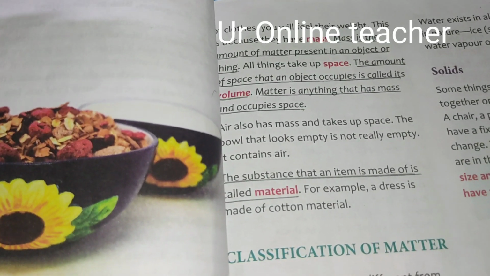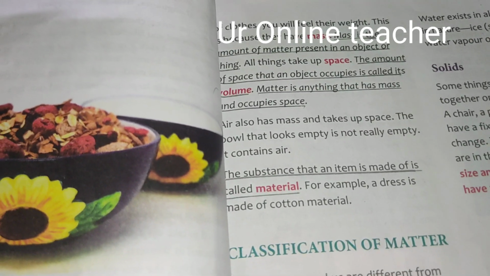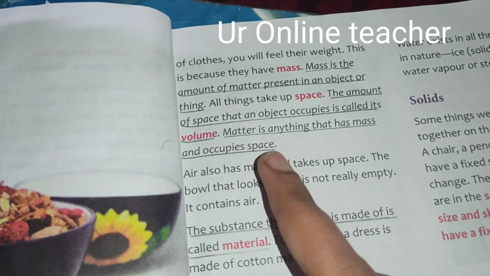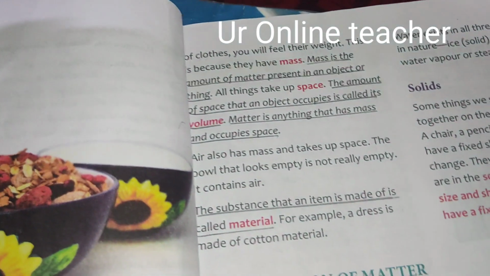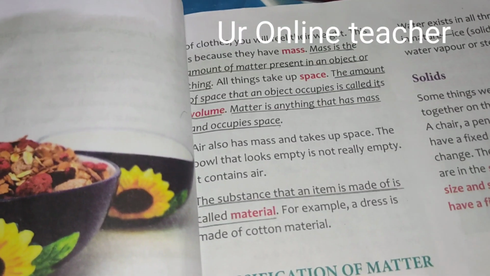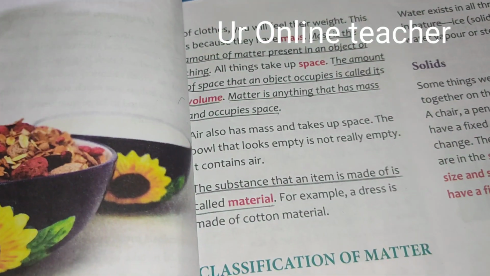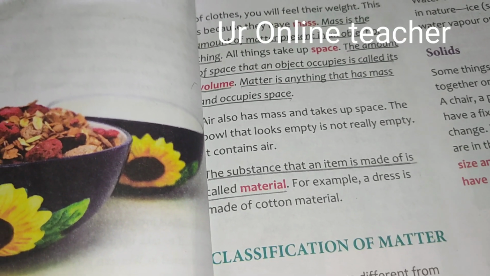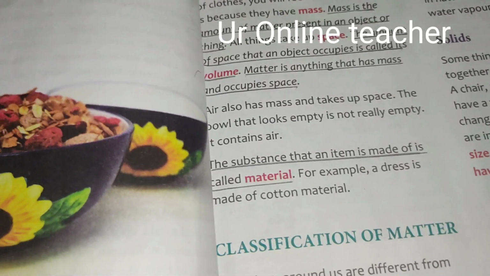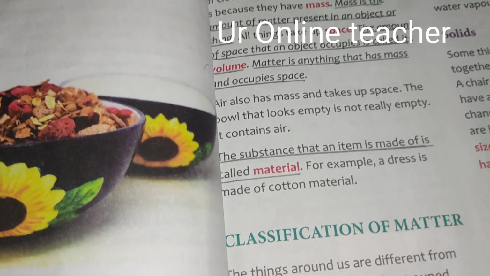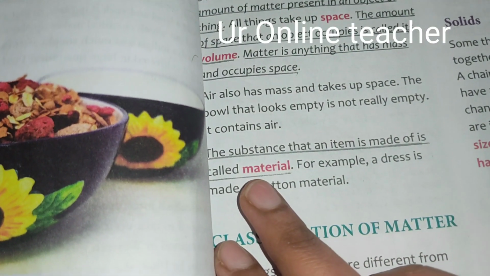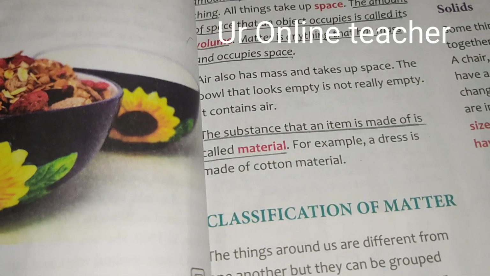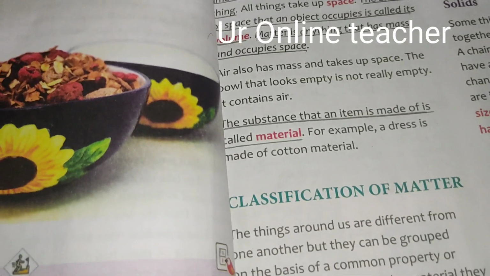So now we can define matter. Matter is nothing but anything that has mass and occupies space. So air also has mass and it also takes space. The bowl looking empty, is it really empty? No, it contains air. The substance that an item is made up of is called material. What is material? Whatever substance the item is made of. For example, a dress may be made up of cotton material, like that.